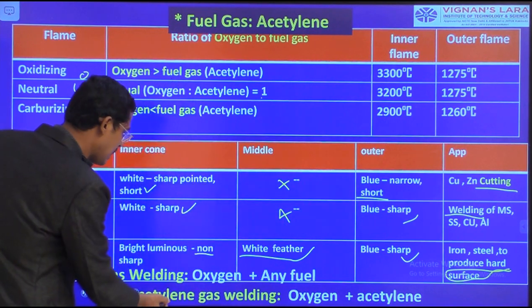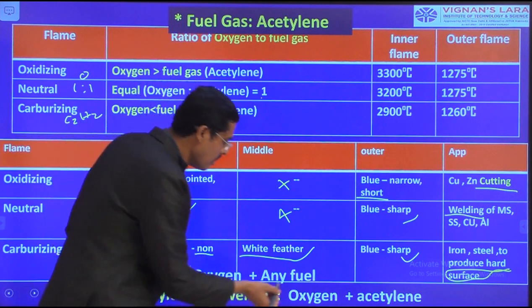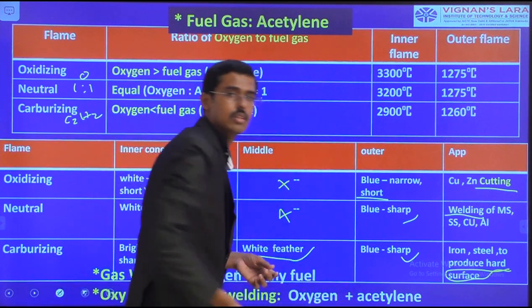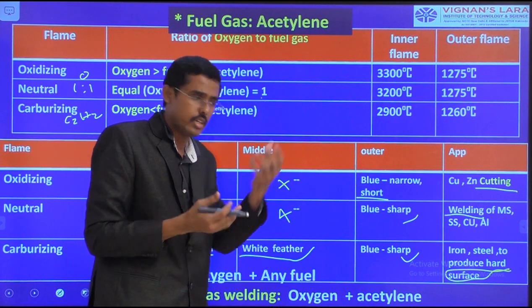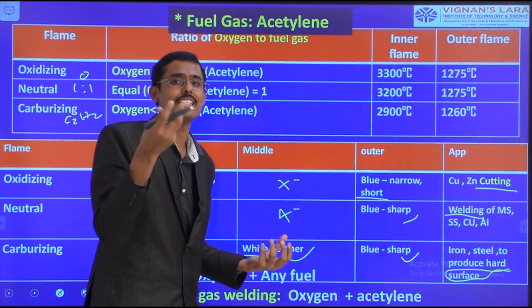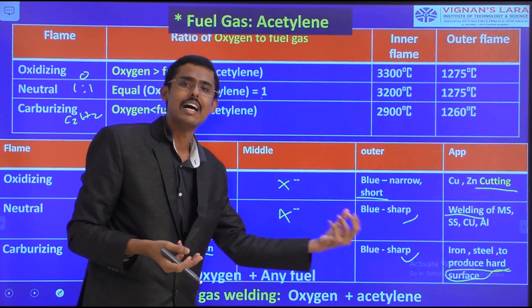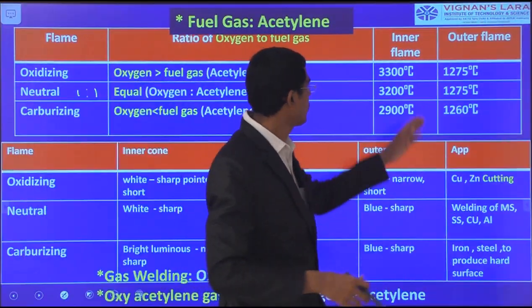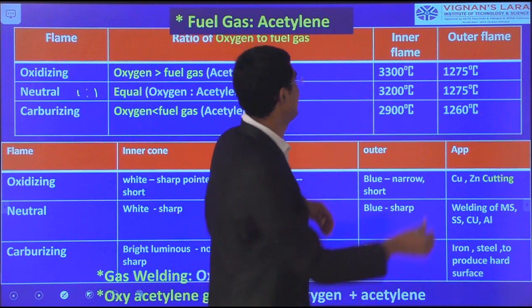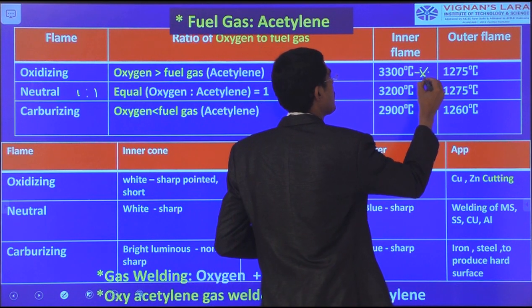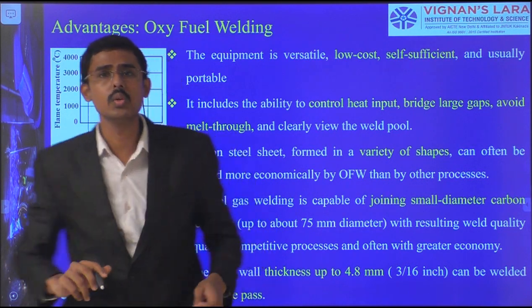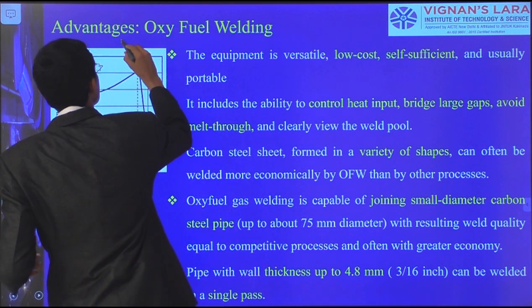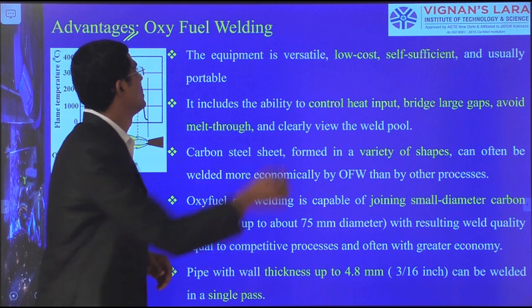So oxyacetylene gas welding is nothing but oxygen plus acetylene. Oxyfuel, oxyacetylene, we are comparing. We are taking oxygen and fuel, and as it has high intensity, we go for acetylene. Accordingly, the oxidizing temperature is higher than everything else. So now we come to the advantages of oxyfuel welding and cutting.